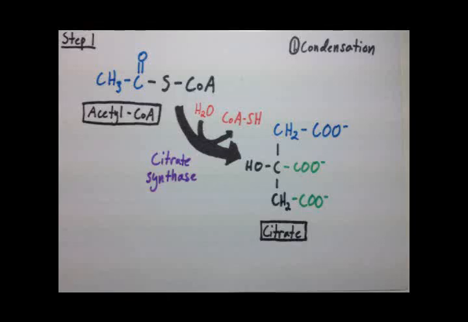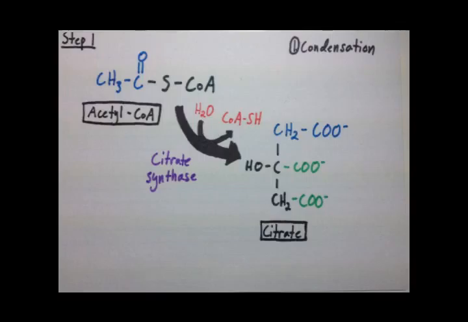Today we're going to talk about the citric acid cycle, which is a metabolic pathway in your body. It takes place in the mitochondria of eukaryotes and in the cell body of prokaryotes. So let's go ahead and get started.